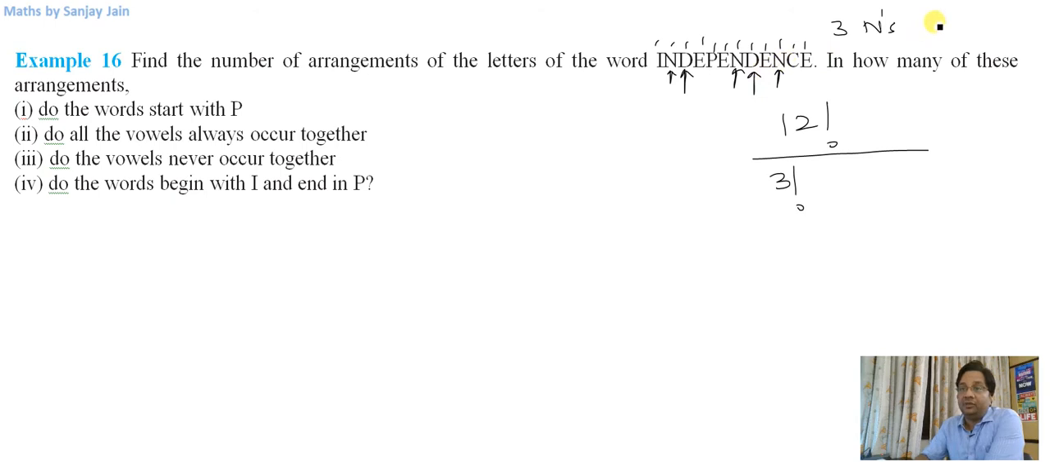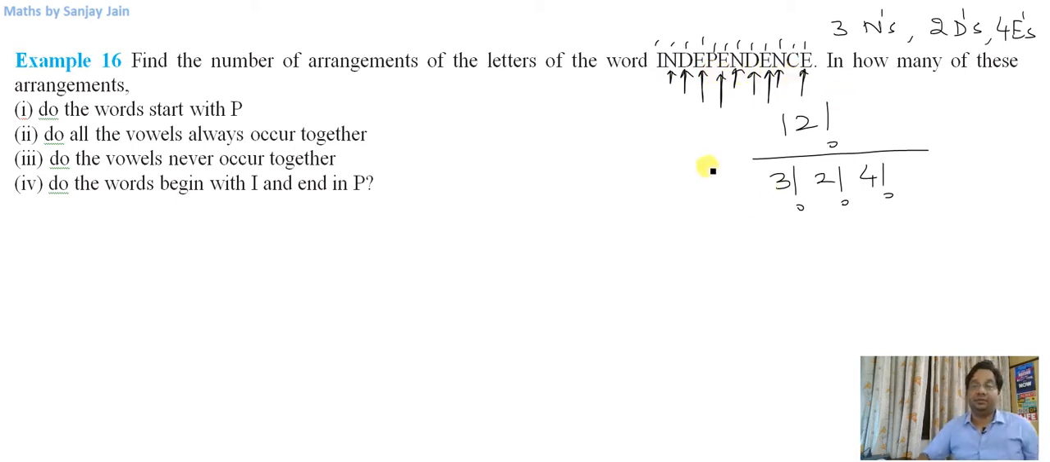D is present 2 times, 2 D's are present. So I'll divide this by 2 factorial because of the presence of 2 D's, right? What else? E, 1, 2, 3, 4. So I have got 4 E's, right? So I'll divide by 4 factorial here. And then P is present only once, C is present only once.